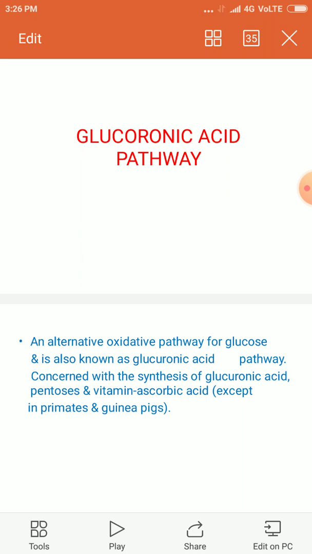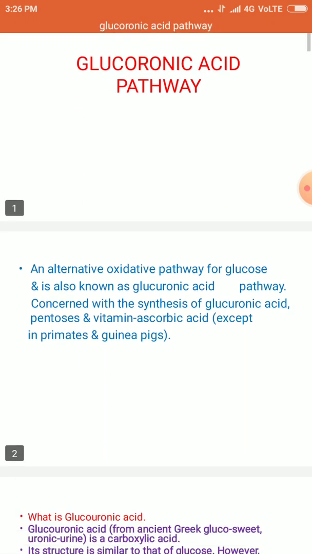Except in the case of primates and guinea pigs, this pathway proceeds through an intermediate, 2-keto-L-gulonolactone. That is not going to be formed in the case of primates and guinea pigs. So this is also called the uronic acid pathway, right?